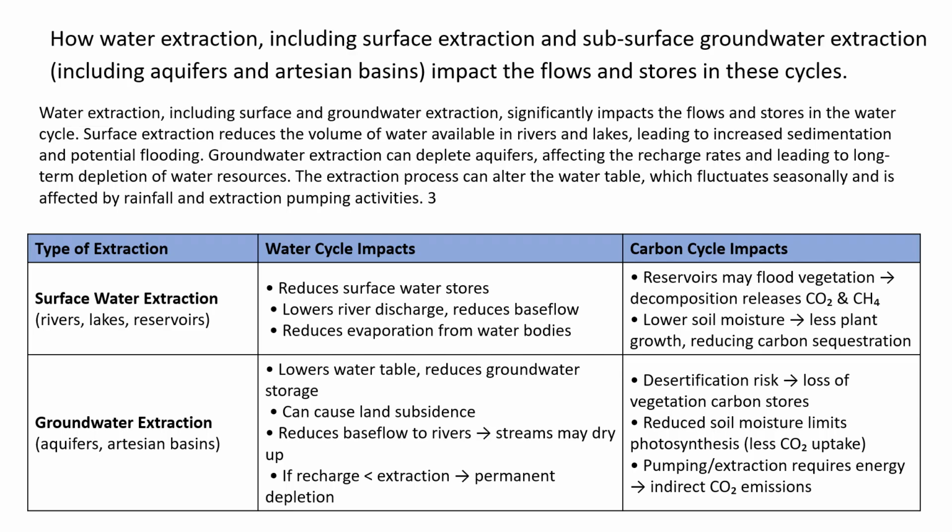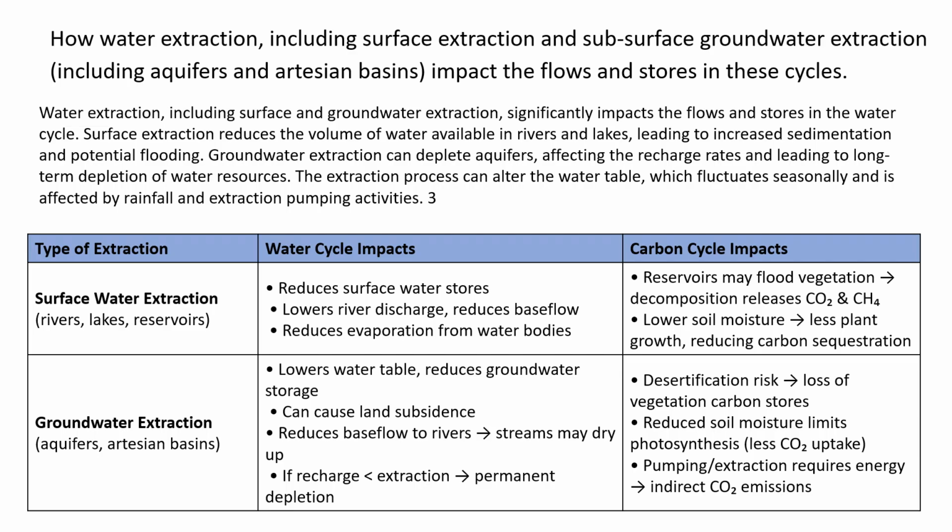So if we extract water for surface areas from rivers and lakes and reservoirs, well, that will reduce the water in those surface areas. It will impact river discharge. It will look at impacting the evaporation from those water bodies. It may have impacts on vegetation and soil moisture for the carbon cycle, and therefore affect the effectiveness of the carbon cycle, and particularly those links with the biosphere.